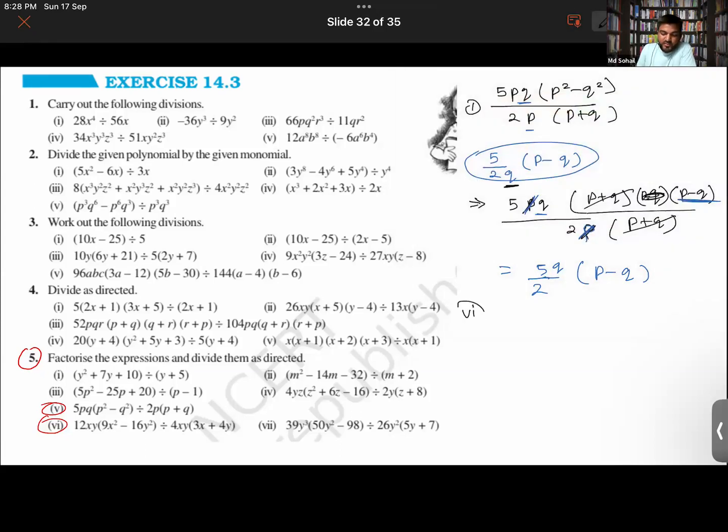Sir, I got my answer. Okay, what is your answer? 3 multiplied by 3x minus 4y. Okay, let's check that. So it's 12xy multiplied by 9x square minus 16y.